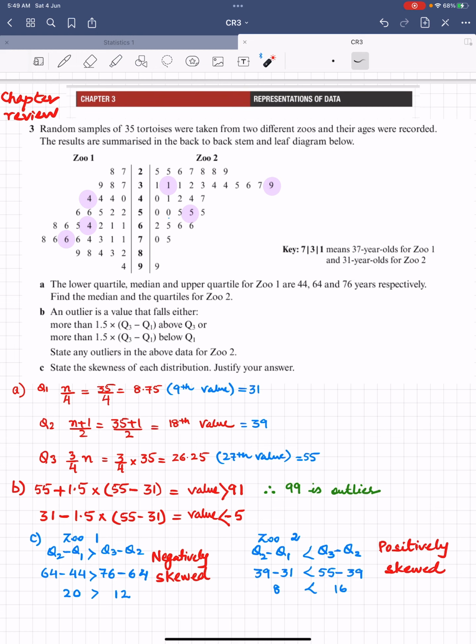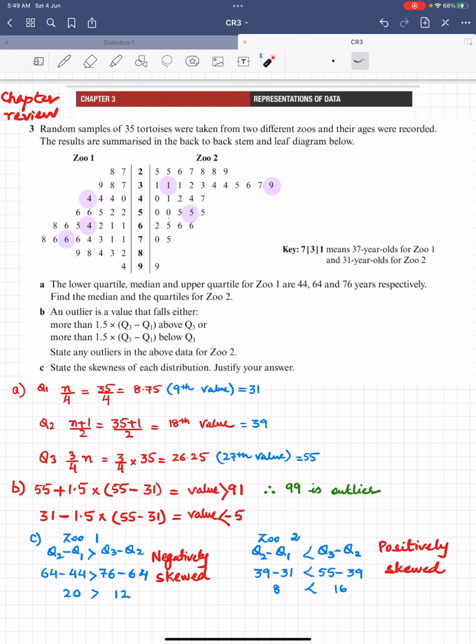Part C, state the skewness of each distribution, justify your answer. Now we need to find out whether the data is positively skewed or negatively skewed. We can find that by comparing Q3 minus Q2 and Q2 minus Q1 for each zoo.